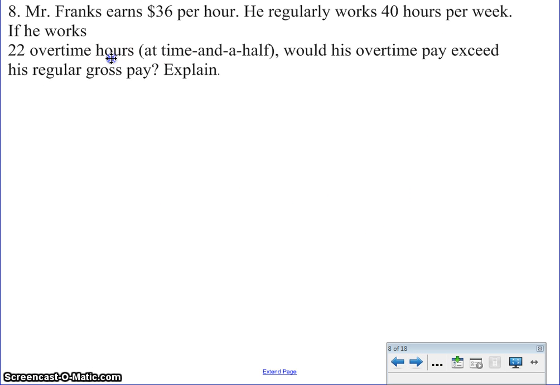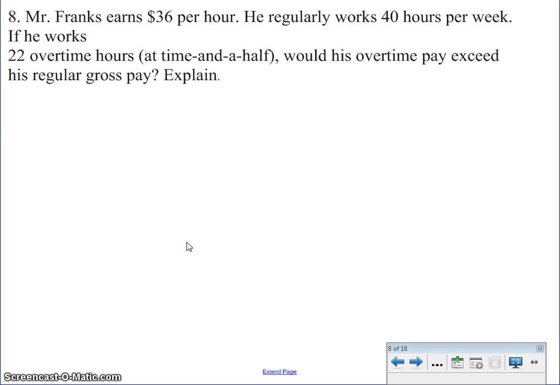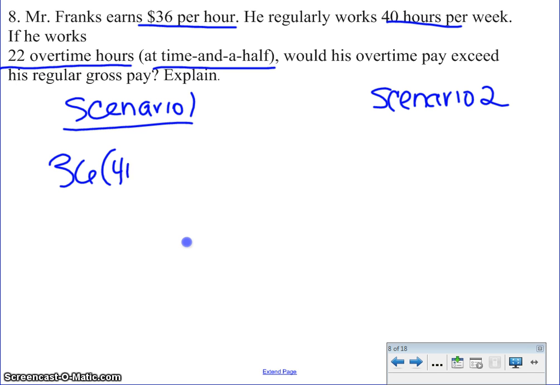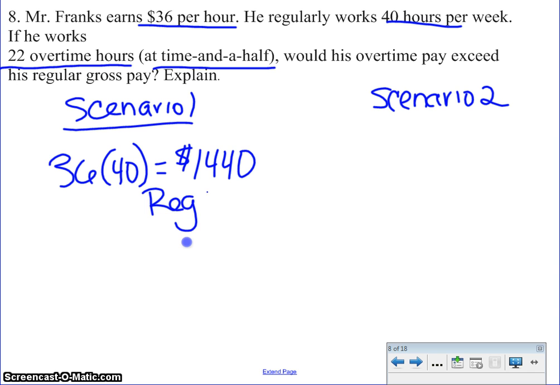All right, Mr. Franks works 36 hours for $36 per hour and works 40 hours in a regular work week. If he works 22 hours at time and a half, would his overtime pay exceed his regular pay? So we're looking at 2 scenarios, scenario 1 and scenario 2, and then we're going to compare the 2. So the first scenario, it's his rate of $36 per hour times his 40 hours per week, and we find that his total regular pay is $1,440.